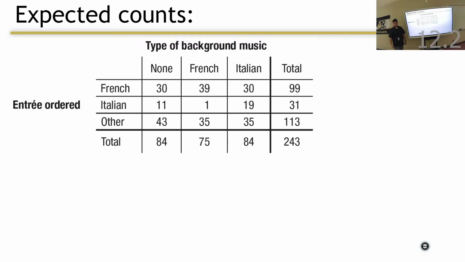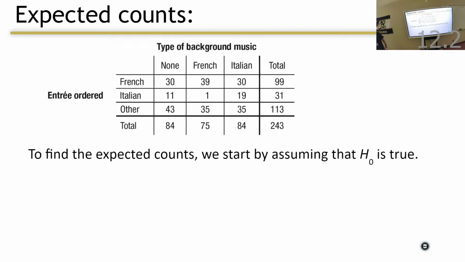There's the 243 people as a total, right? We've seen these before in chapter 2, chapter 6 with probability, right? Are they independent or not? Okay, good. Find the expected counts. These are the observed counts. To find the expected counts, we have to assume there's no influence on it.